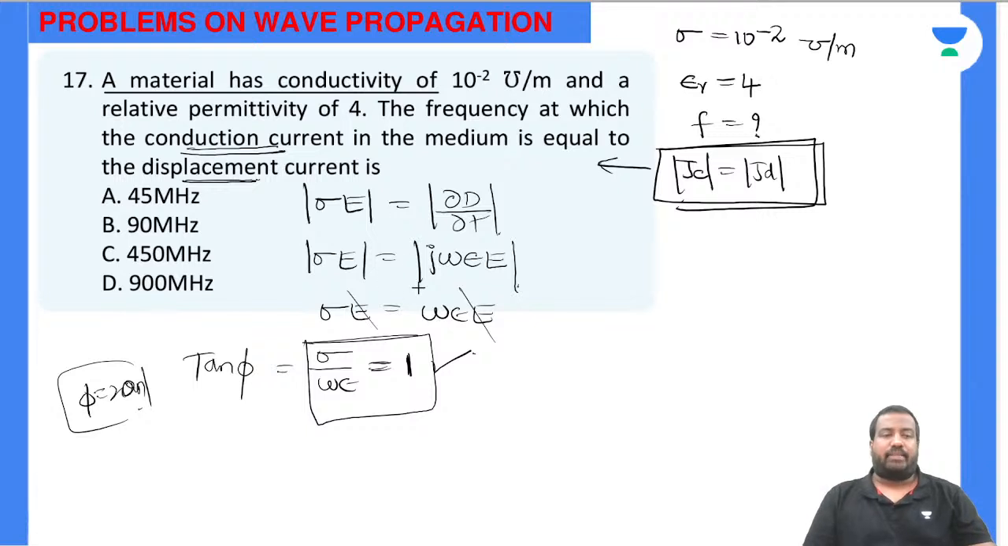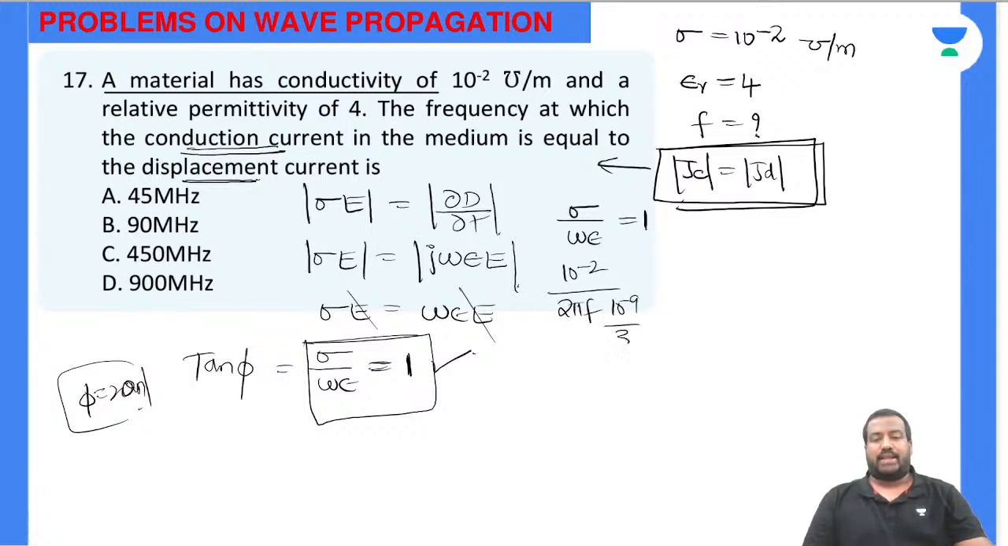So if you know this concept, it will save time. You need not calculate and it will be more accurate. So we know that as JC is equal to JD, sigma by omega epsilon is equal to 1. Sigma is given as 10 power minus 2, by 2 pi f. Epsilon is epsilon naught into epsilon r, 10 power minus 9 by 36 pi, into epsilon r, which is given as 4. So this is equal to 1.